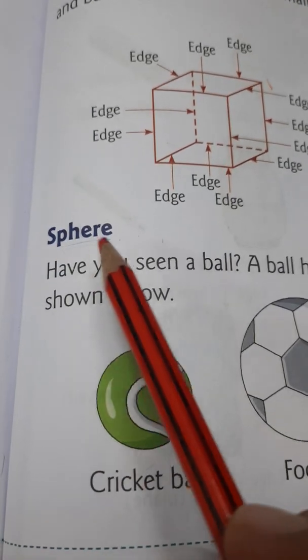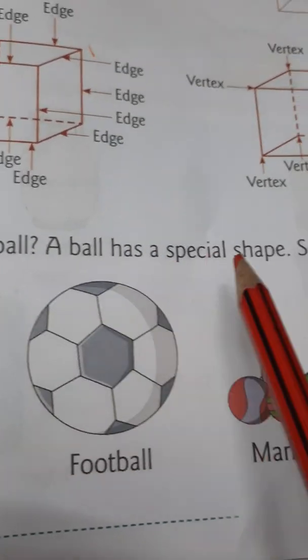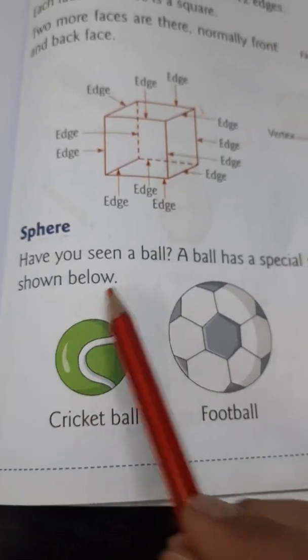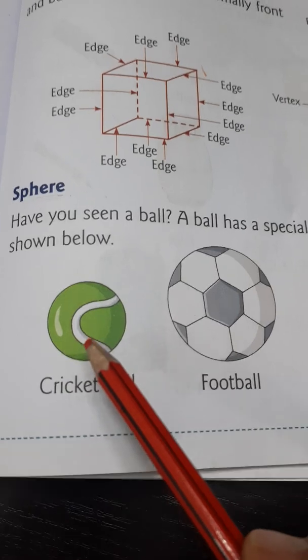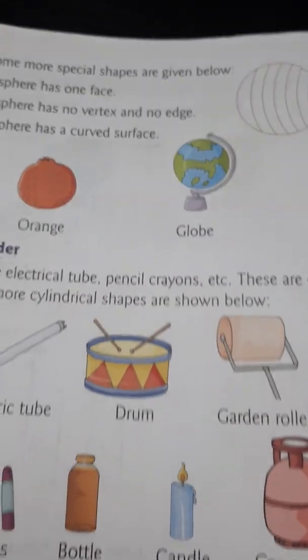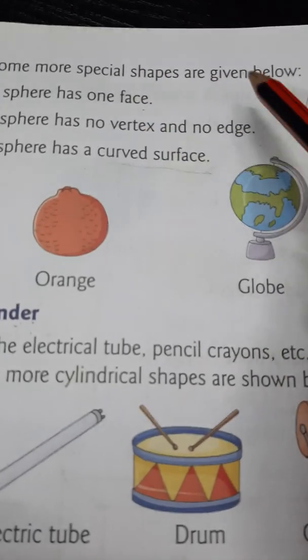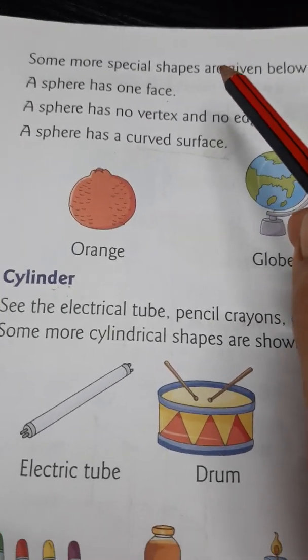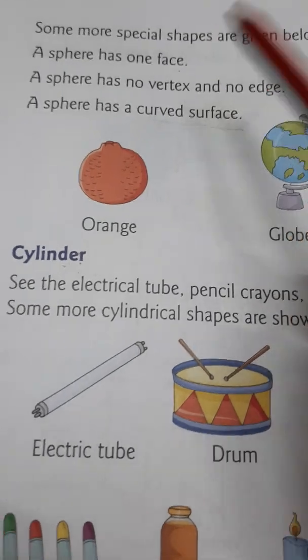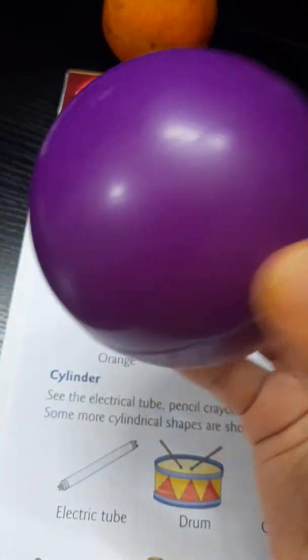Now the next shape is sphere. Have you seen a ball? A ball has a special shape. Some types of balls are shown below. Now see, this is a cricket ball, football, marbles, woolen balls. Now see children, we generally get confused. We say that a ball is circle in shape. No, it is wrong children. A ball is sphere in shape. Now I'll show you one ball. See, this is spherical.